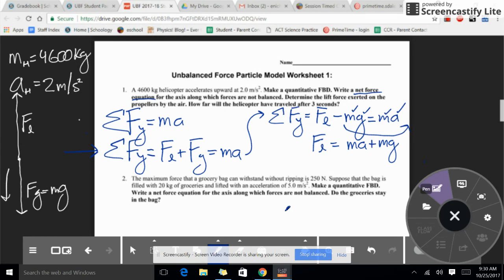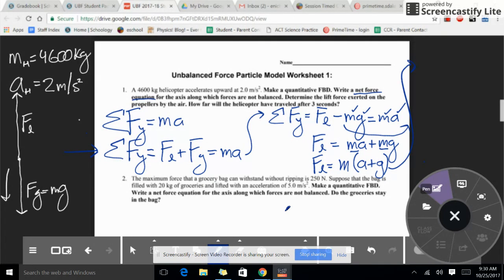I can simplify this even further because I see two m's. So I can factor those out and I'm left with force of lift equals m times (a plus g). There's nothing else I can do to this problem, so I think this would be a great time for us to plug in some numbers.